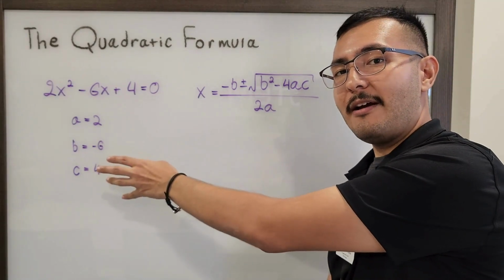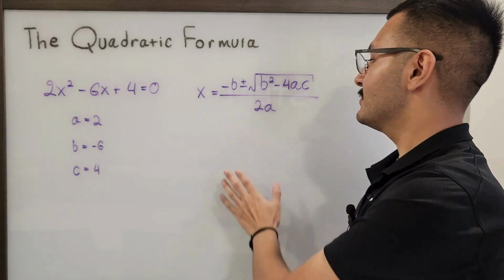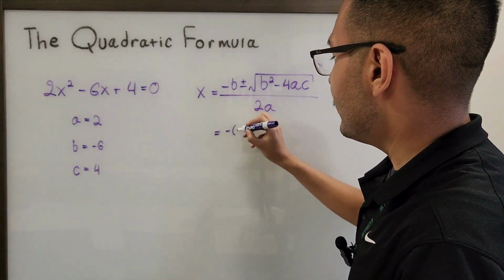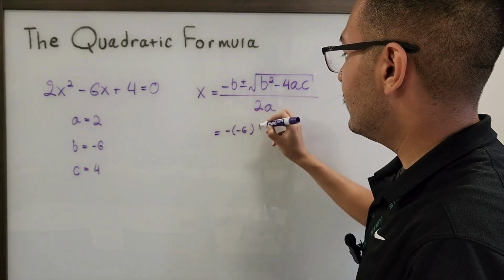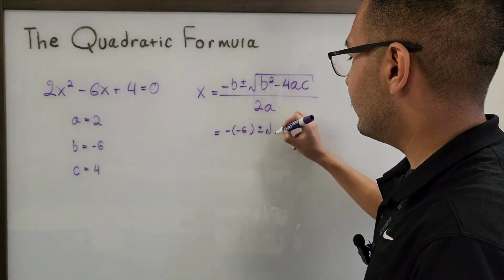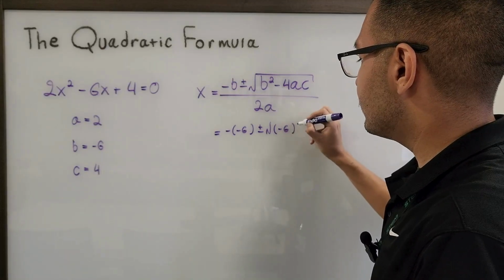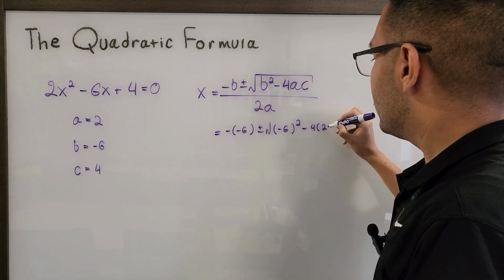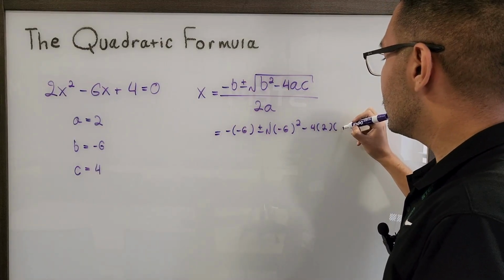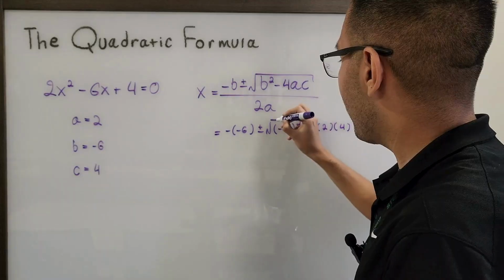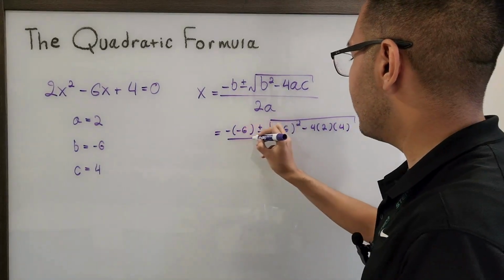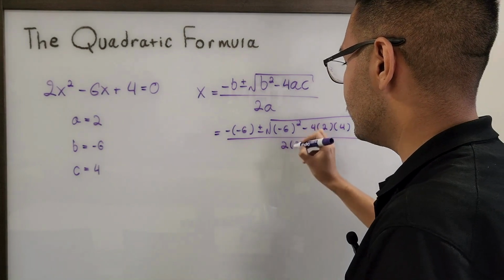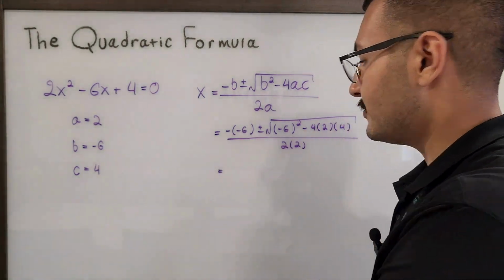So now that you have a, b, and c, you're going to plug them into your formula. So I have negative, negative 6, parentheses squared, minus 4 times 2 times 4. All of that in the square root, and then that whole thing divided by 2 times a, which is 2. So now you're just going to simplify.